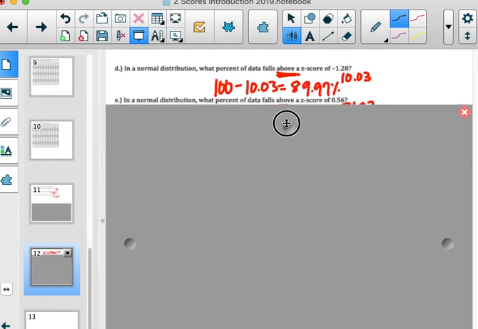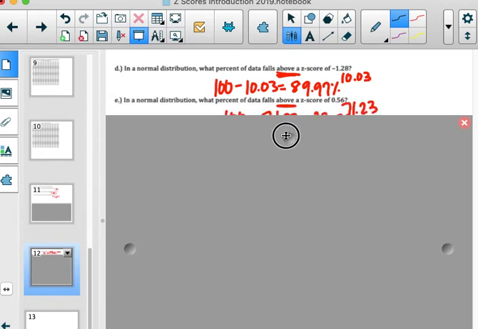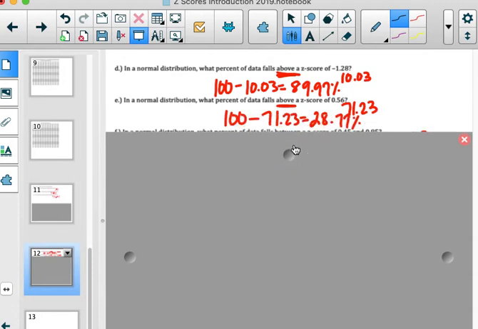On E, what percent falls above that 0.56? Again, find 0.56 first, which is 71.23%, and subtract from 100. We're getting 28.77.